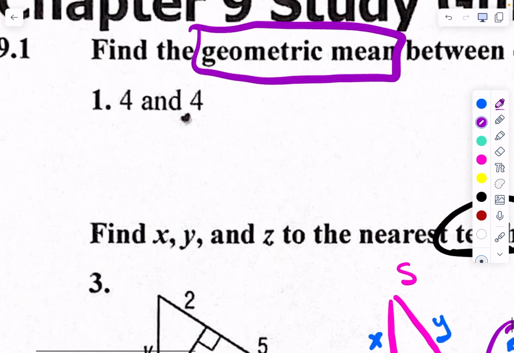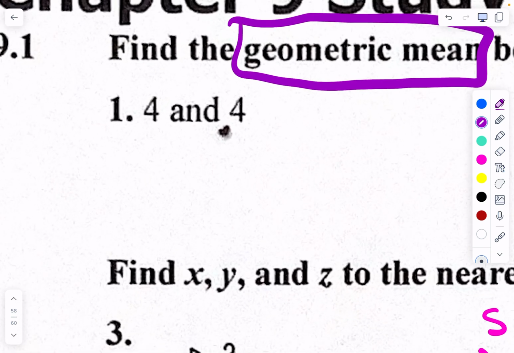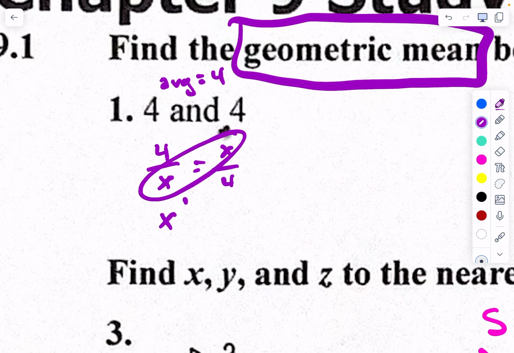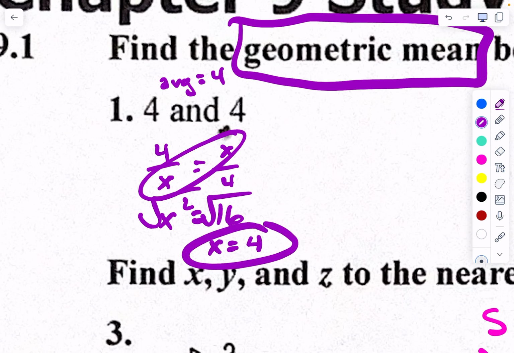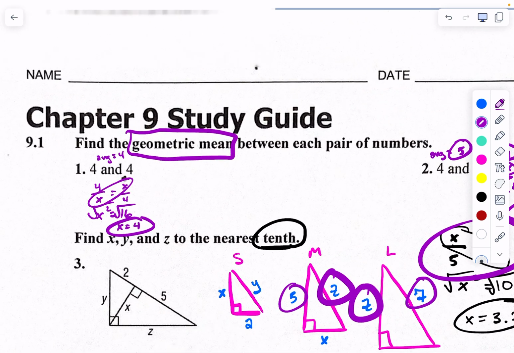Okay? Now, I don't like the answer to number 1. What's the regular mean for number 1? 4. Yeah, the regular average would be 4, right? This would be like 4 over x equals x over 4. X squared equals 16, and we take the square root. So the only time that your geometric mean and your regular mean are the same number is if you're taking the geometric mean of the same number, right? Otherwise they will not be the same number. Good?